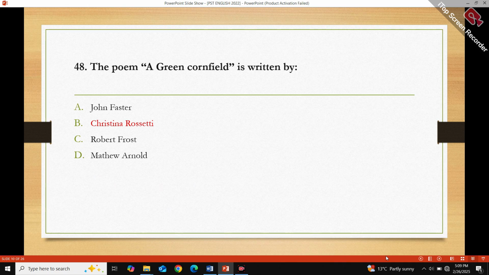The poem A Green Cornfield is written by Christina Rossetti. The option B is the correct one.